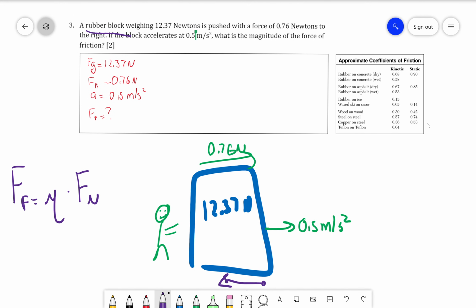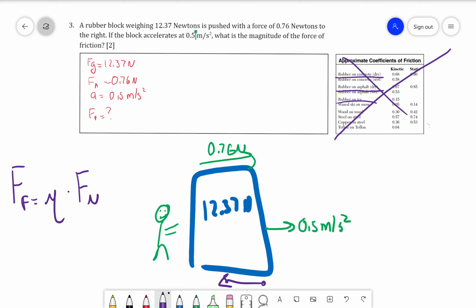Sure, they tell you it's a rubber block, but what they don't tell you is which material it's on. Are we rubber on concrete? Are we rubber on asphalt? Are we rubber on ice? I don't know. So we can't really use it. We can't just take a guess and assume, yeah, it's on concrete. We can't do that. So this is actually completely useless to us. This whole table right here, we can't use it. We can't use the value of mu to find our frictional force.